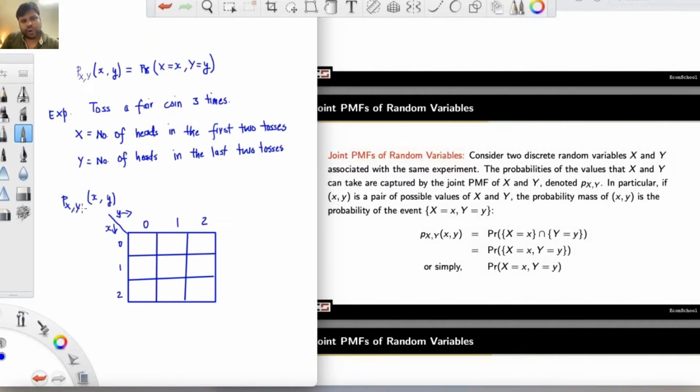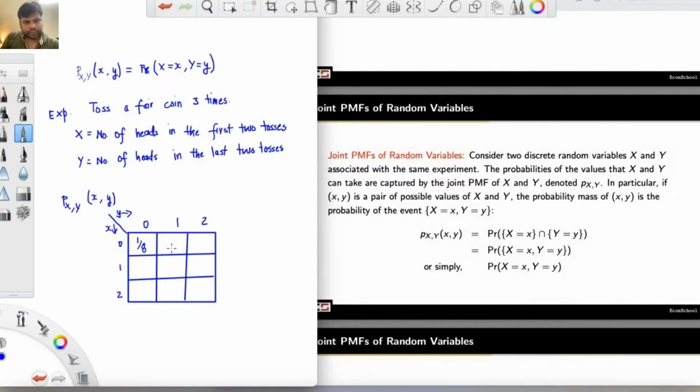If I ask you, what is p_XY(0,0)? What is the probability that X is 0 and Y is 0? 1 by 8. Excellent. When we say X is 0 as well as Y is 0, it means that the number of heads in the first 2 tosses is 0, and the number of heads in the last 2 tosses is also 0. That means all 3 tosses resulted in tails, and the probability of that is 1 by 8.